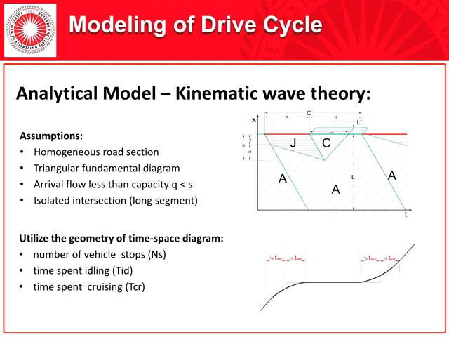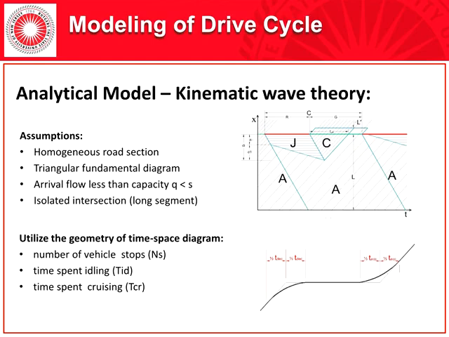In the next step, implementing the kinematic wave theory, we have developed an analytical model in order to estimate traffic parameters. The main assumptions in this model are: the road section is homogeneous, the fundamental diagram is triangular, and the intersection is undersaturated, which means that the arrival flow is always less than capacity. Arrival flow Q is less than capacity S.